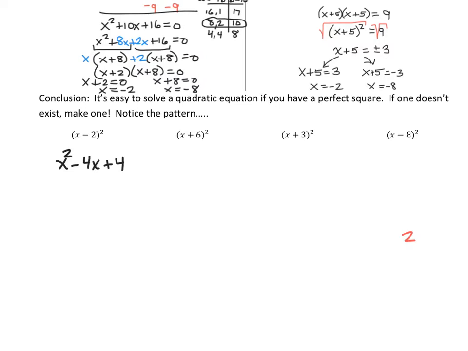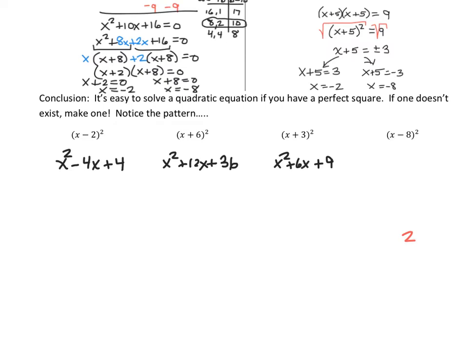x plus 6 squared. The first term gets squared. The second term gets squared. The middle term is twice their product. 6x times 2 would be 12x. x plus 3 squared. The first term gets squared. The second term gets squared. And the middle term is twice their product. Twice 3x is 6x.